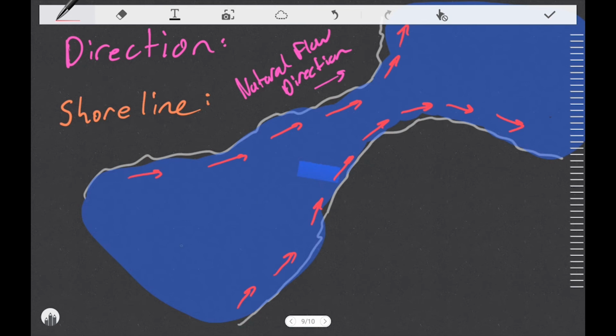And somewhere up the middle, we would have a flow that splits the difference and follows almost the natural direction that we drew on the page.